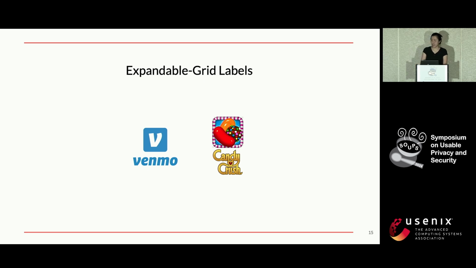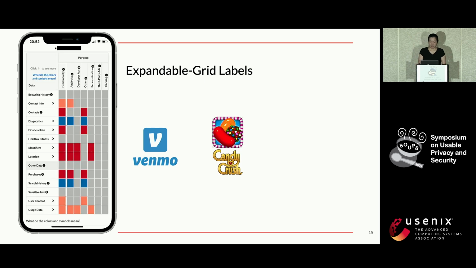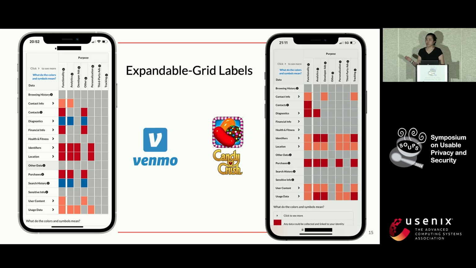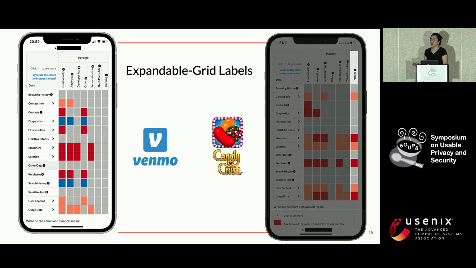So we made the treatment labels for two popular apps, Venmo and Candy Crush, based on their actual privacy label information in the App Store. They represent different types of privacy labels. So for example, Venmo has data linked and not linked to you sections. So therefore, you see the two colors, blue and red. And Candy Crush has only data linked to you, so you only see one color. But Candy Crush has the data used to track you section. Now it becomes a column on the rightmost.